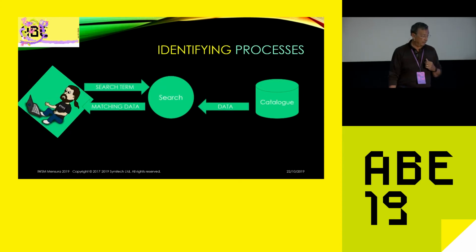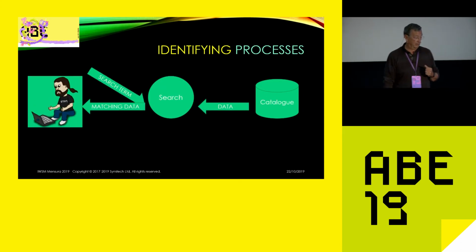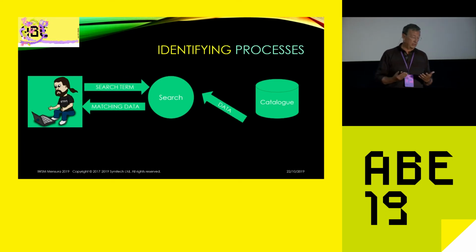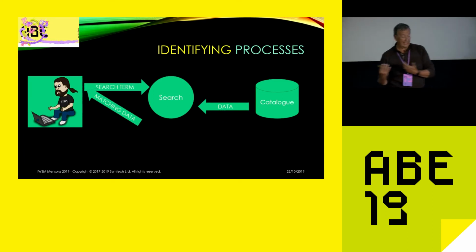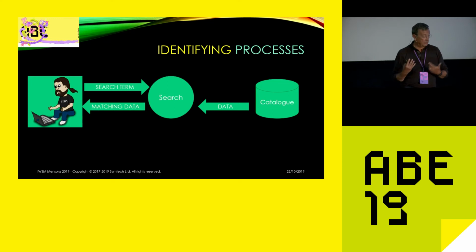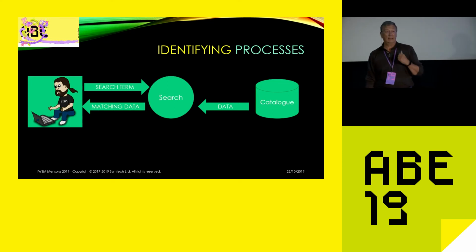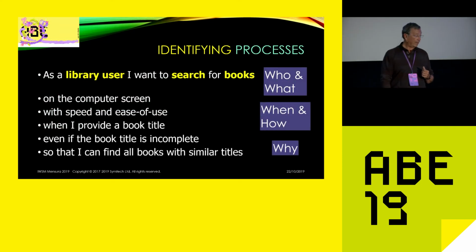So here we go. As a user, I enter a search term. The search term goes into the search function, which takes data out of the catalog, and anything that matches is off to the user. That's the process. And there it is. It's the verb in that first line. So we found our processes.